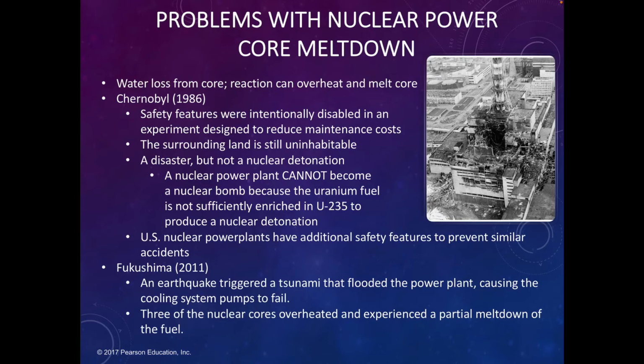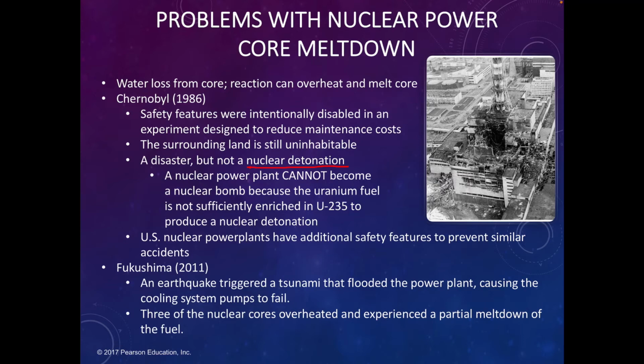It was an epic disaster, but I want to be really, really clear here. This was not a nuclear detonation. It was not the explosion like you think of when you see the nuclear bombs. It is not a nuclear bomb. A nuclear power plant cannot become a nuclear bomb. The uranium fuel does not have enough uranium-235 to produce a nuclear detonation. Remember, we were looking at it has about 3.5%, and a nuclear bomb has about 7%. It has double the amount of uranium-235, so that's how we get the bombs.